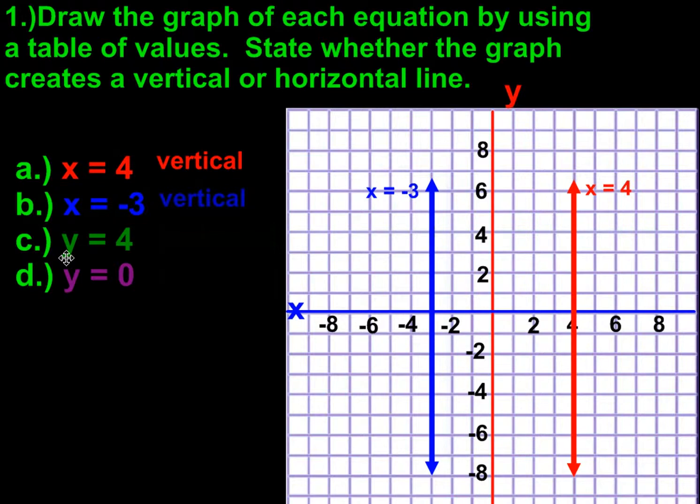Now our y's, we should remember, run horizontally. So if I want y equals 4, I'm going to come over to the y-axis, look for positive 4, and I want to make a line that runs horizontally through positive 4. And I can then show that the y lines are always going to run horizontal. Same thing for my y equals 0. I'm going to find 0, and I'm going to put a line that runs through 0. And that's also going to be a horizontal line.